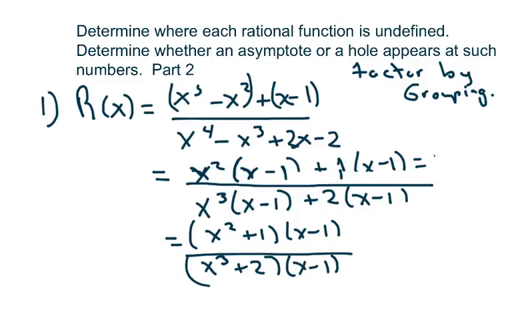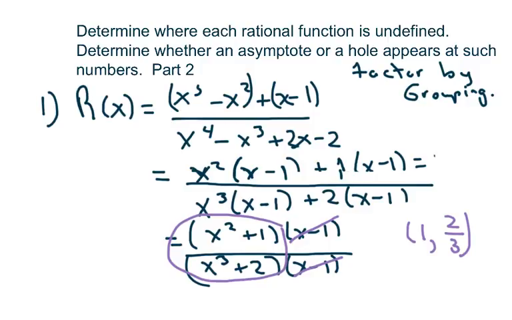Okay, so basically, we have a hole at what we cross out. We're crossing this out, so we have a hole there, and the hole is at x equals 1. You plug in 1 in the remaining equation, the reduced equation, and you're going to get 2 over 3. So there's your hole.